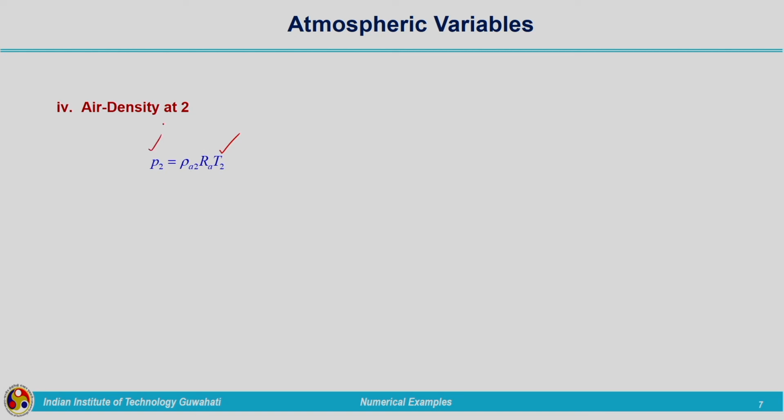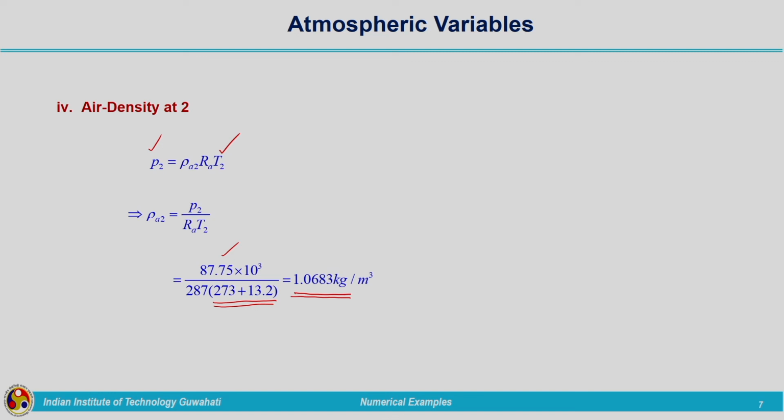P2 is also known to us, so we can calculate rho A2. Rho A2 is equal to P2 divided by RA T2. We are substituting the corresponding values. Here, this is based on the ideal gas law, so the temperature should be in Kelvin. That is why we are converting the temperature from degrees Celsius to Kelvin. It can be calculated as 1.0683 kilogram per meter cube.